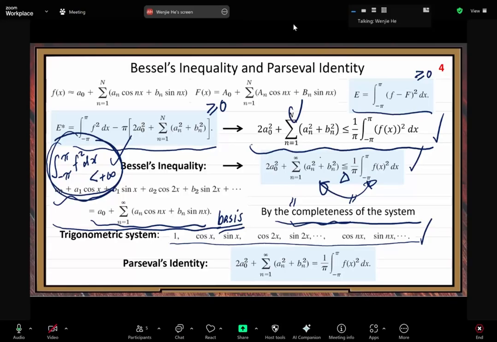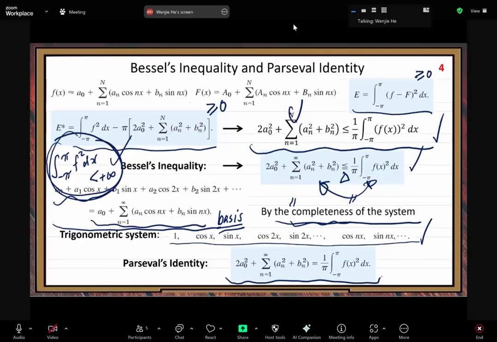Because the system is complete, we do not miss anything. Nothing is missed, so there is no gap between those two numbers. For that reason, we get Parseval's identity, and we can prove it. These are the two results. But Bessel's inequality is a very general inequality. That means even if the system is not complete, we can use this inequality.